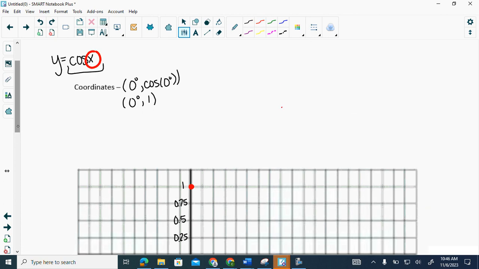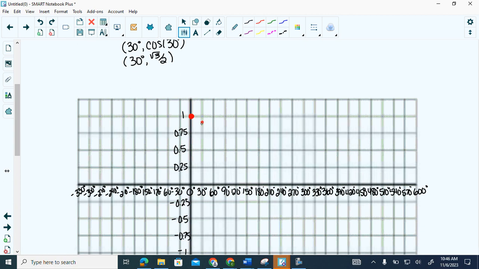Then I have to do cos, so I have to do 30. What's cos of 30? So it's root 3 over 2, that 0.8660. Then 45 falls in between, which is root 2 over 2, so 0.707.